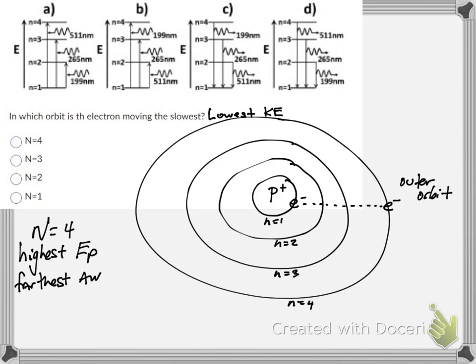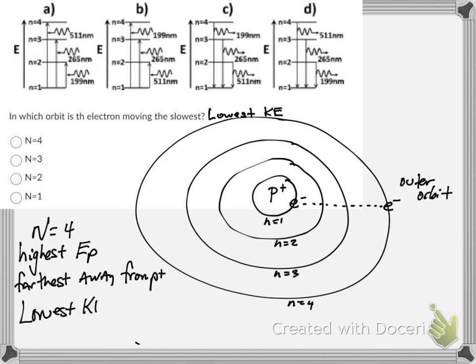As you pull the electron farther and farther away from the proton, the potential energy goes up until it completely removes the electron. It goes out to an infinite orbit. In that case, the potential energy is 0. So anytime the electron goes farther out into an outer orbit, potential energy goes up.